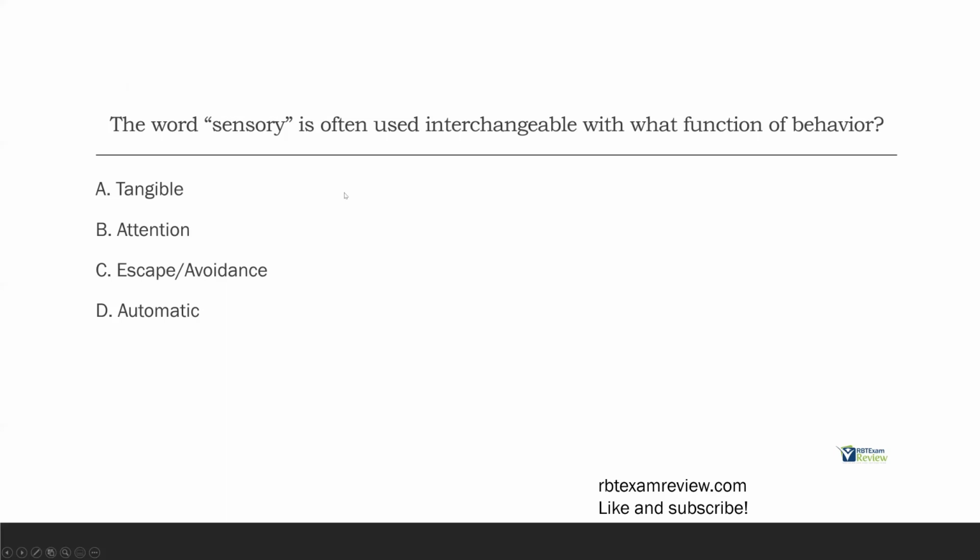Okay, kind of follow up to that question because I get this question a lot. The word sensory is often used interchangeably with what function of behavior? Now, a lot of 40-hour training programs have started to use sensory by itself to describe functions, right? We know our 4 functions: tangible, attention, escape avoidance, and then automatic. Well, automatic and sensory are starting to be used interchangeably.